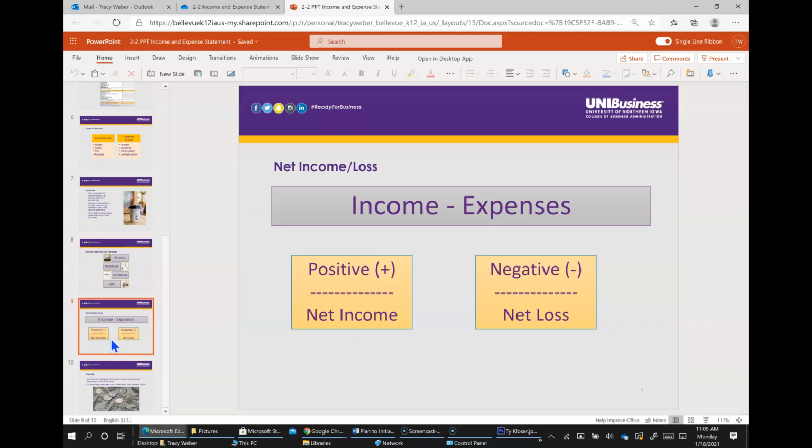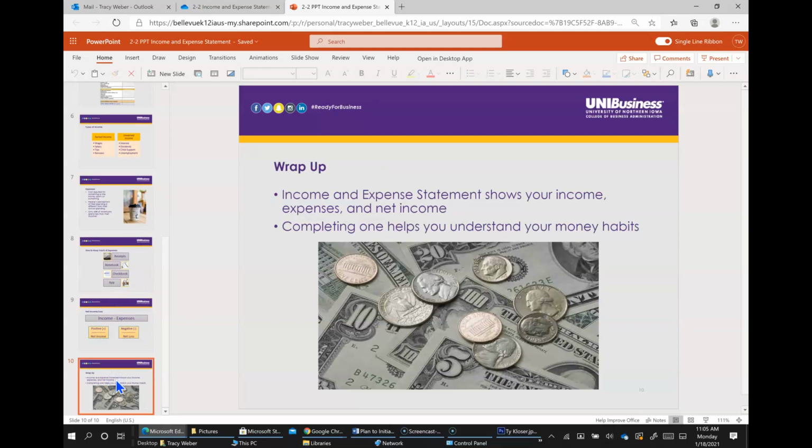If you have a net income, you should use the extra money for an investment. If you have a net loss, you are spending more than you are bringing in. You will need to increase income or decrease your expenses to get a positive net income. An income and expense statement shows your income, expenses, and net income. Completing an income and expense statement helps you get ready for the next step, creating a budget.